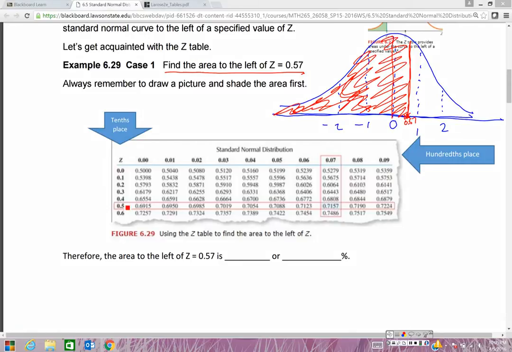And again, it's confirmed: 0.5 and that 0.07. Notice if we add those two numbers together, you get the 0.57. So you might want to try adding the numbers together and you'll get the number you're looking for. So according to this table, the area to the left of z equals 0.57 is 0.7157, which is what percent? If you move the decimal over 2 places to the right, that's 71.57%.